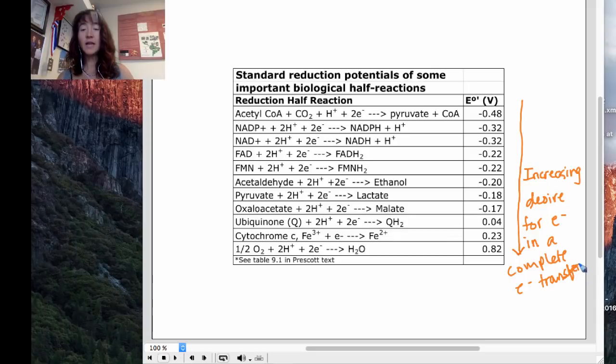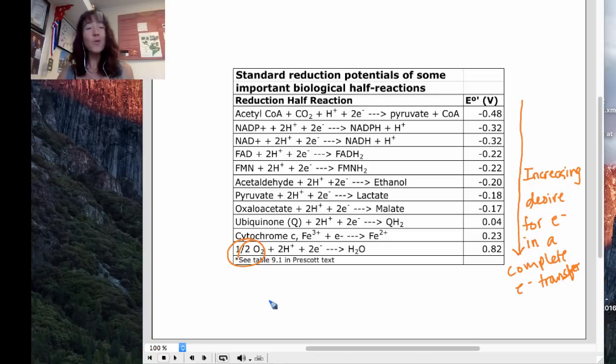So in a complete electron transfer, the molecule that has the most desire for electrons is oxygen. Maybe that triggers you to think something. Aerobic respiration? You got it. In aerobic respiration, that's another way to say that oxygen serves as the final member of the electron transferring relay team that we see within the mitochondrion of a eukaryotic cell or across the cytoplasmic membrane of a bacterial cell.